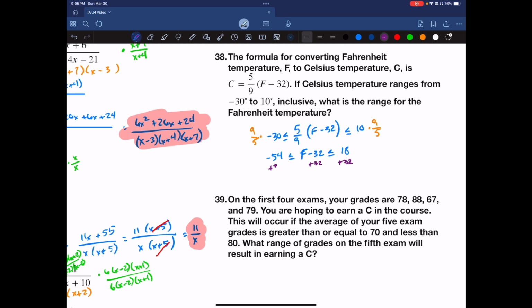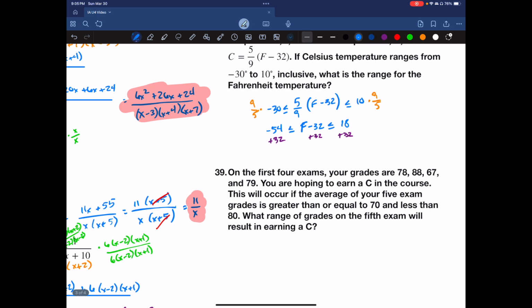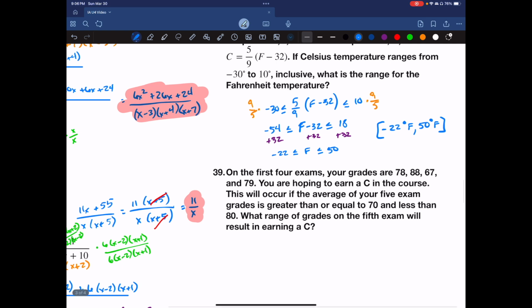So let me show that. It's going to be negative 54 plus 32 is negative 22, less than or equal to F, less than or equal to, and then 18 plus 32 is 50. Okay, so I don't need a graph on this one. I just need to rewrite this as interval notation. So this is negative 22 degrees Fahrenheit, 50 degrees Fahrenheit, bracket on both sides because it's all inclusive. Okay. So when it comes to these word problems or application problems, you don't always need the graph. A lot of times they just want you to write it in interval notation.